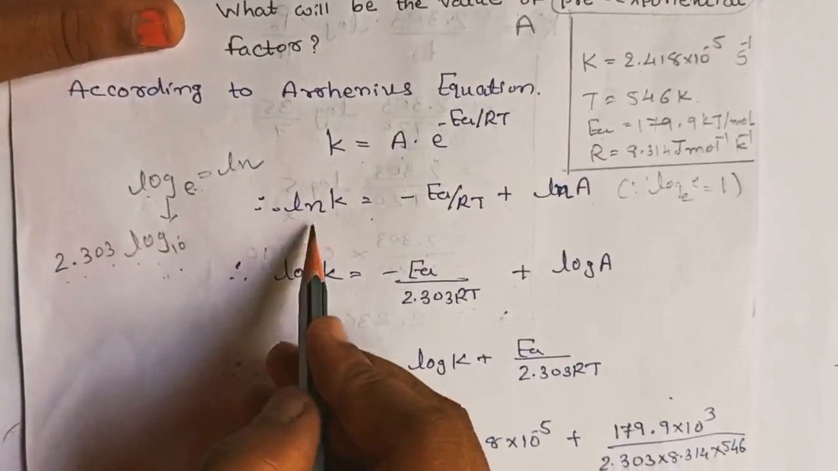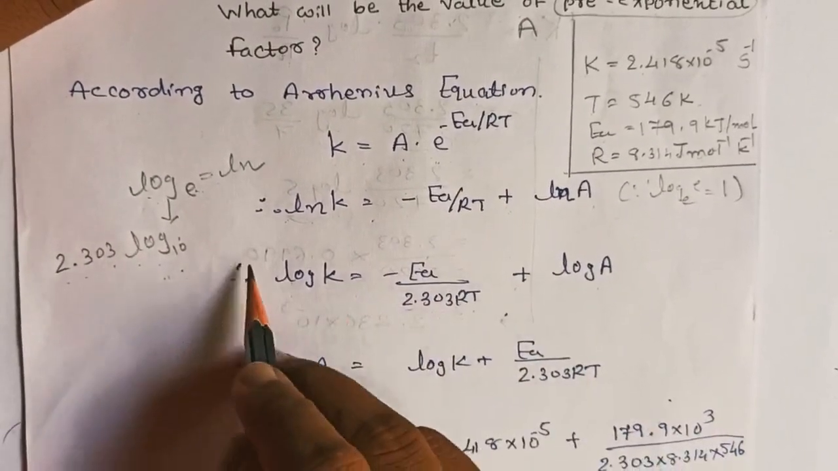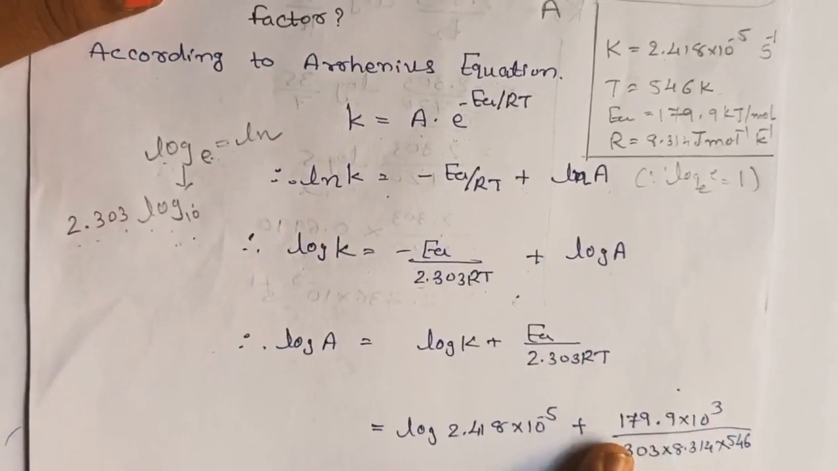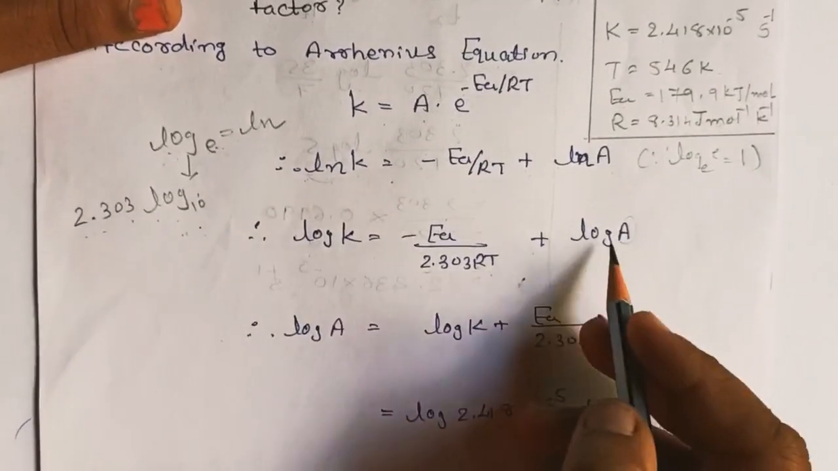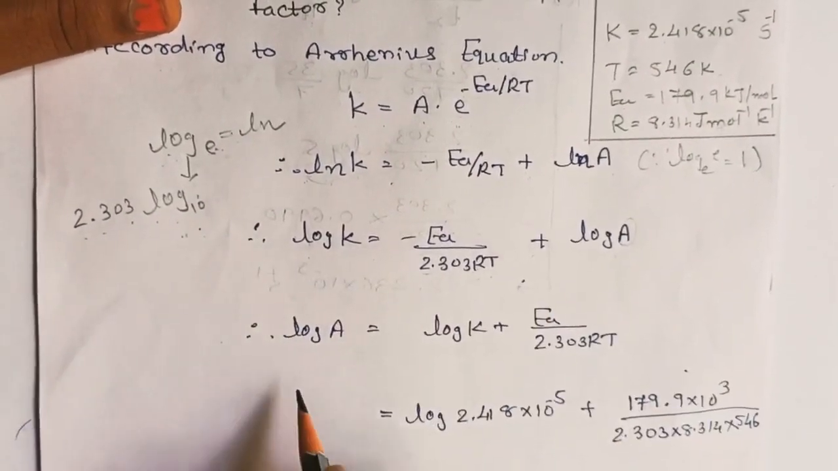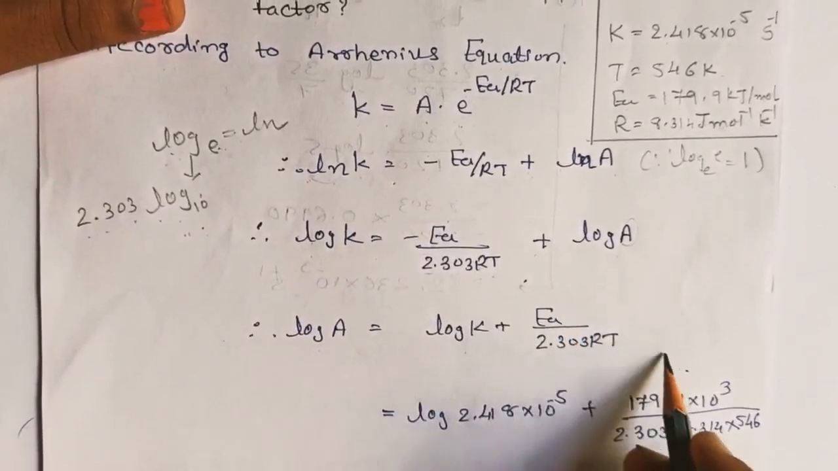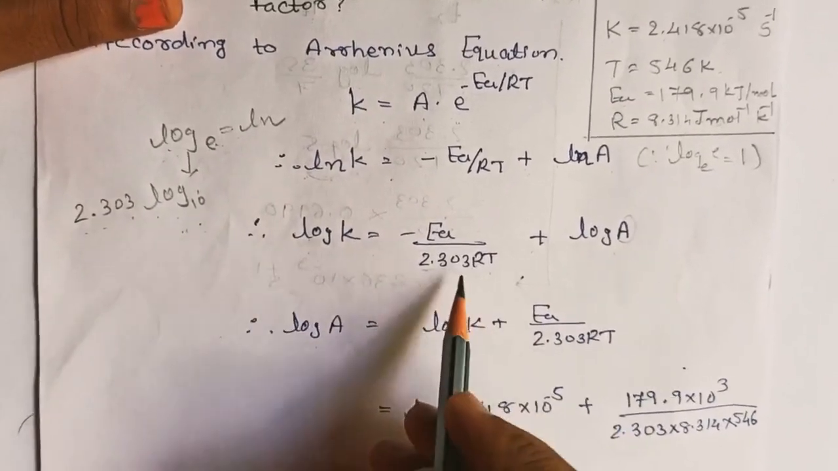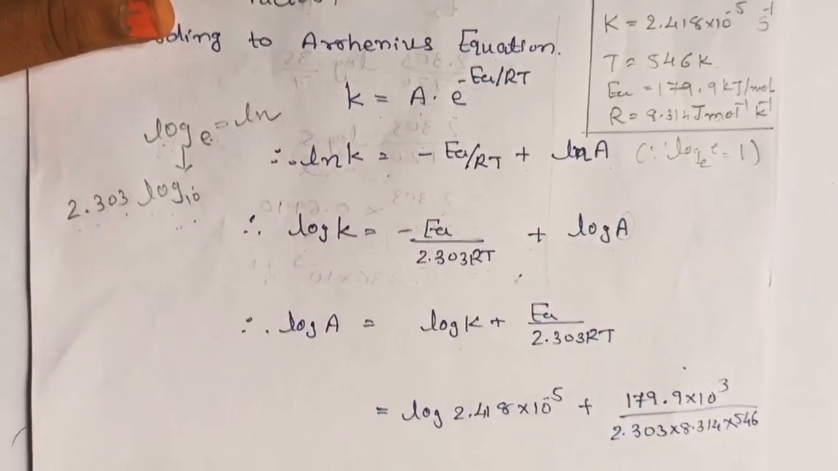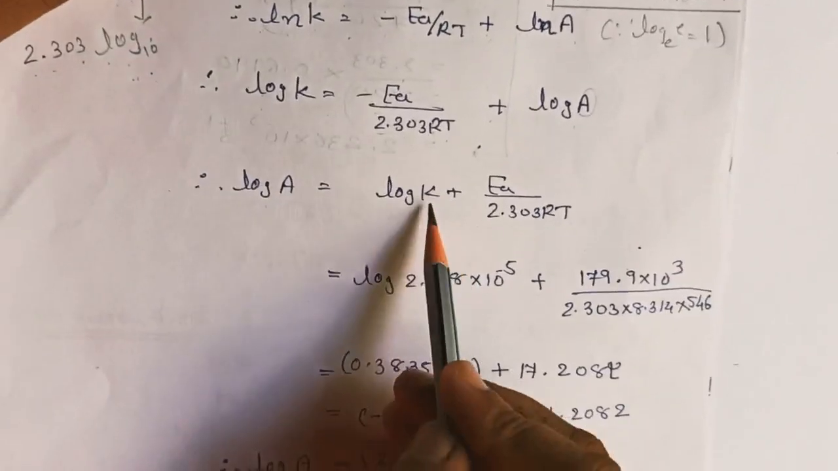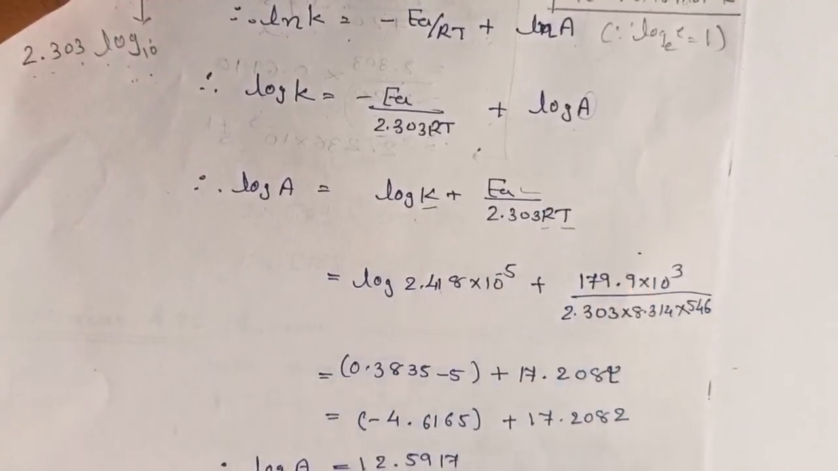First we converted this ln into log, after that we divide by this term, so we will get this equation. Now we want the value of A. So make A the subject and rearrange the formula: you will get log A equal to log k plus Ea by 2.303 RT, right? This term comes to the other side so the minus becomes plus. Now we know the values of k, Ea, R and T, so replace all the values.